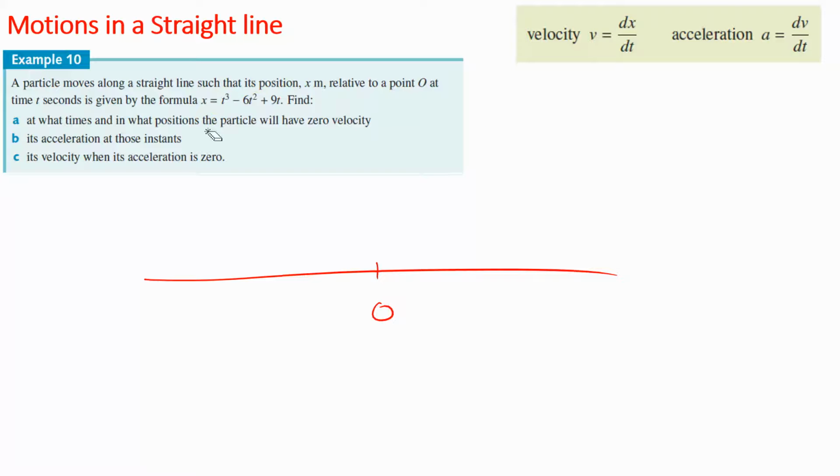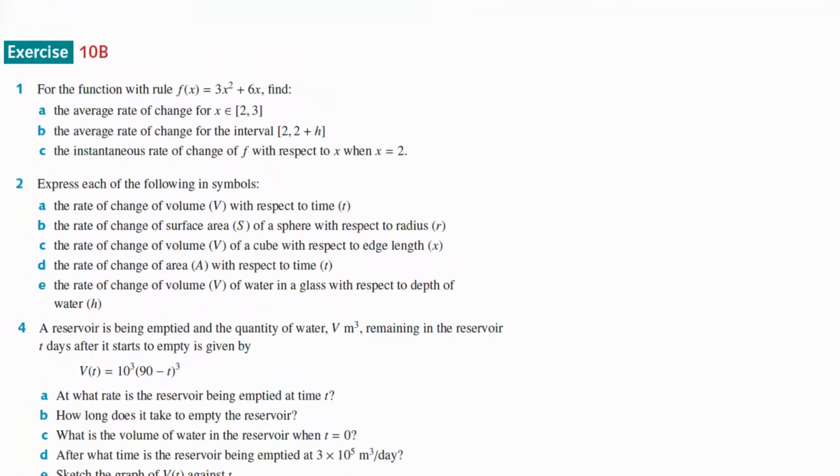So this is a position graph. x equals t cubed minus 6t squared plus 9t. First question says, at what times and in what positions will the particle have 0 velocity? Velocity is determined by the change in your position over change in time. So what they're asking is, if v equals 0, what is x equal to, and what is t equal to?